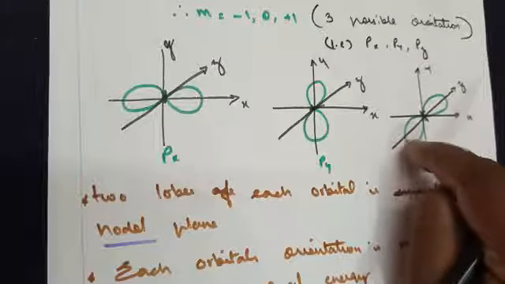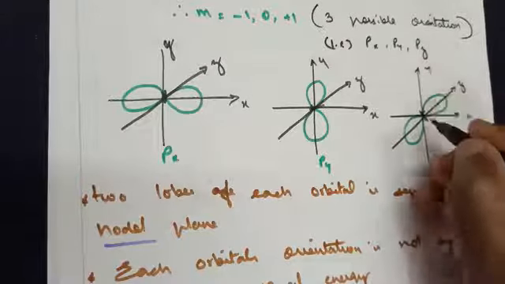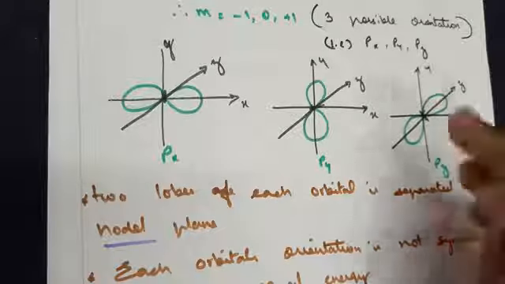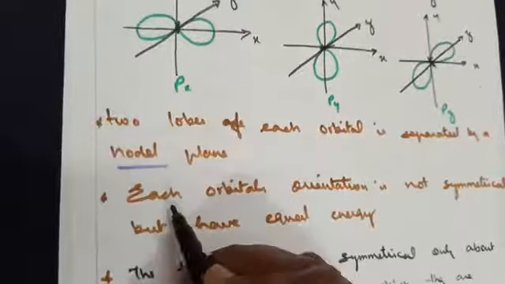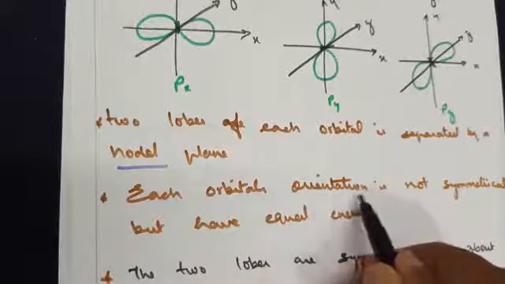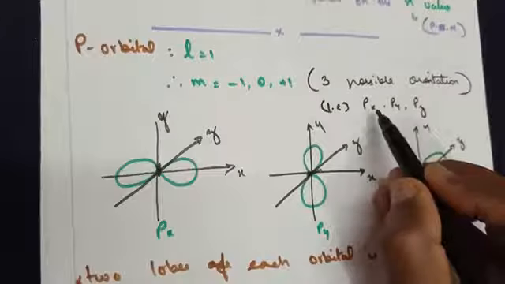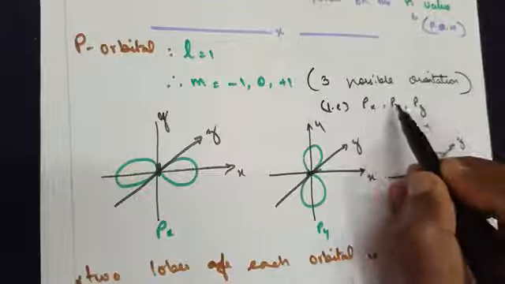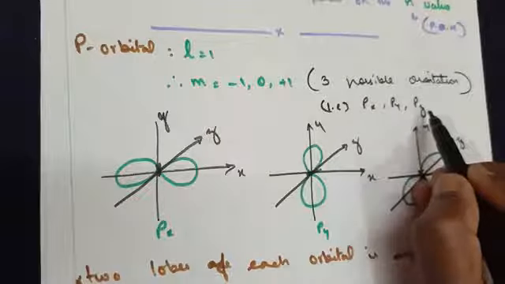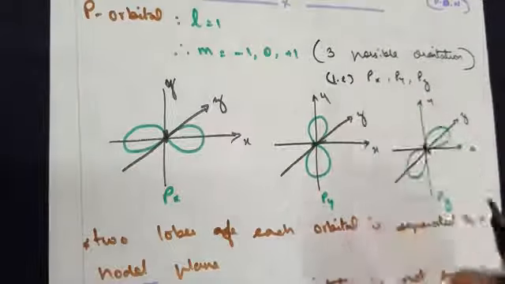Probability of finding the electron is maximum in this direction and 0 at the nodal point. Already you have learned that concept. The second one, each orbital's orientation is not symmetrical but they have equal energy. All the three orbitals px, py, pz have equal energy but they are not symmetrical to one another.